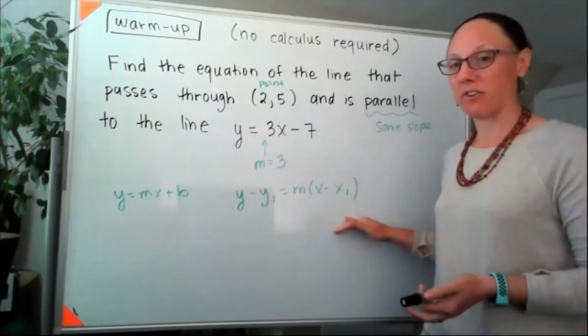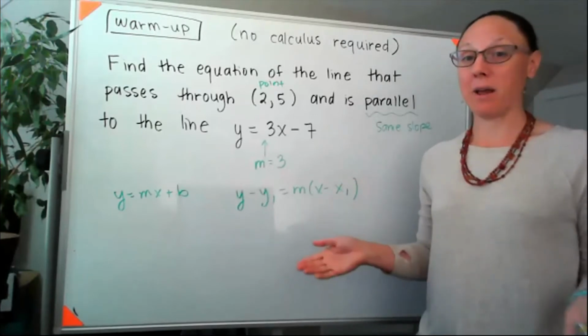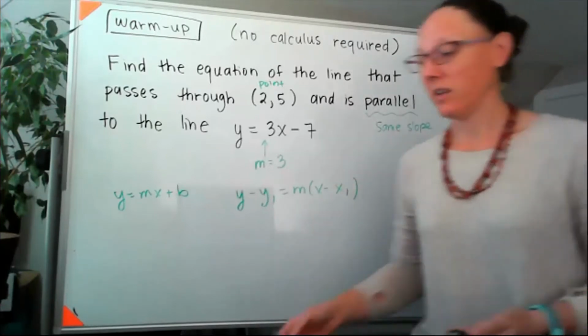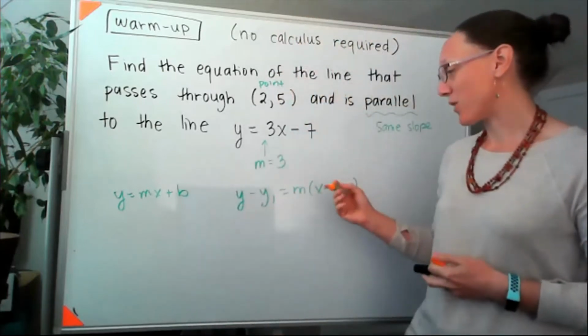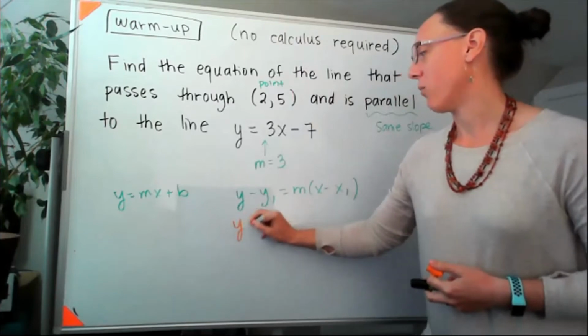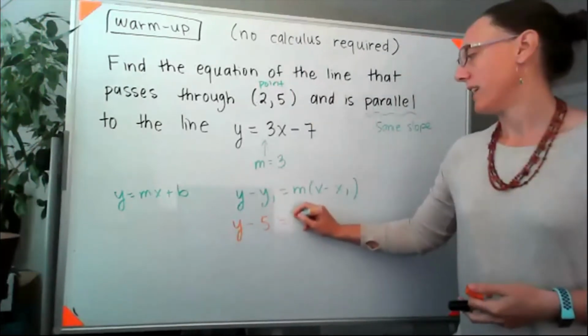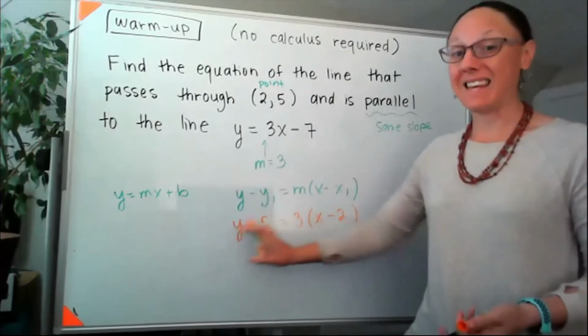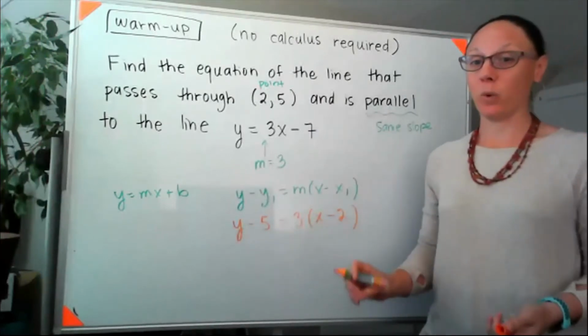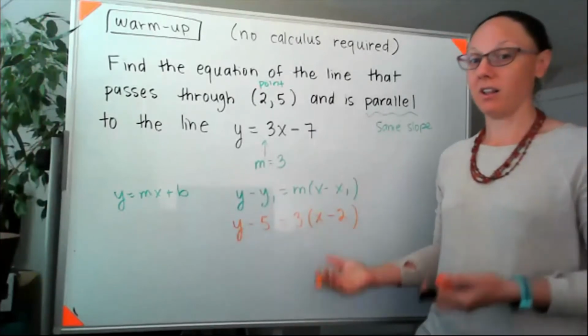And this version for the equation of a line, it doesn't matter what point we use, as long as it's a point on the line. So here, if I use this version of the equation, I would have y minus 5 is equal to 3 times x minus 2. And this is a perfectly valid equation for a line.